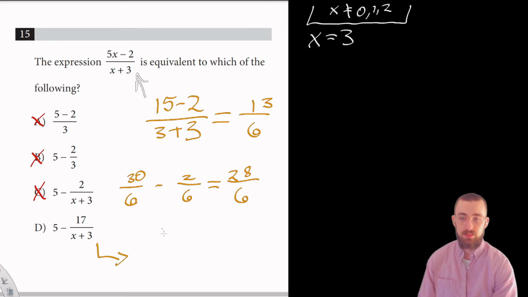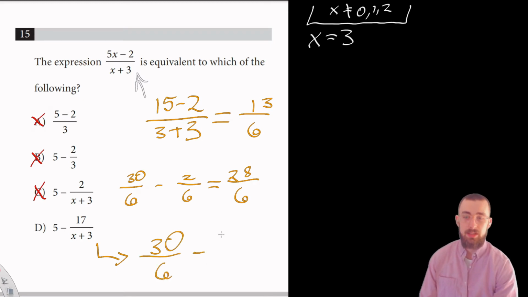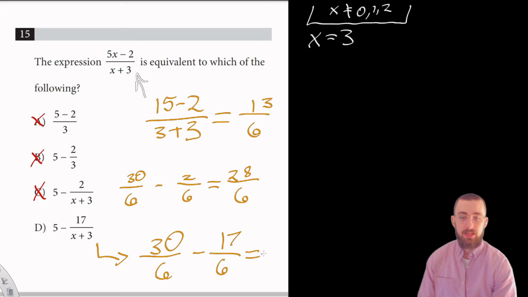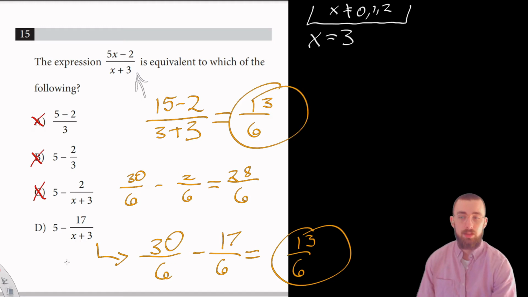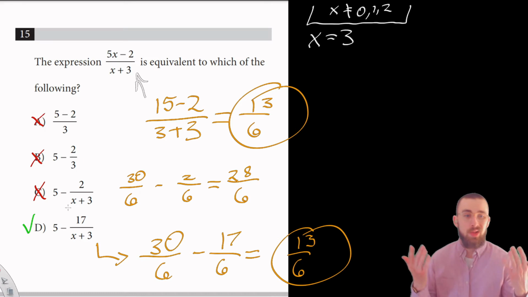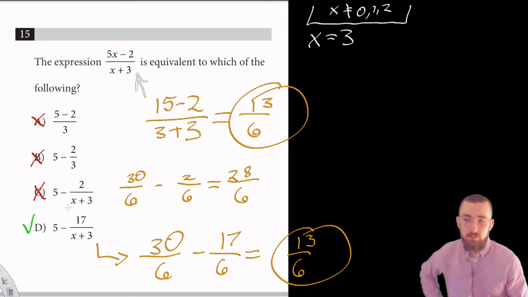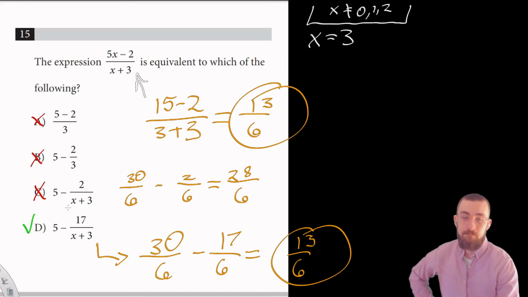Again, I'm going to put it in terms of 30 over 6 instead of 5. 30 over 6 minus 17 over x plus 3 is 6. And guess what? That's 13 over 6. Boom, D is going to be our right answer. Plug it in and solve. And that's really all it is.